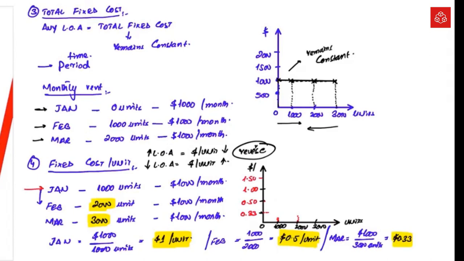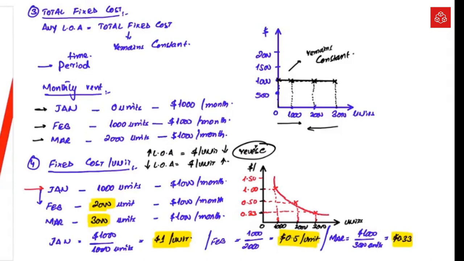So if we are going to have the first level of activity of January, this is 1,000 units and the fixed cost per unit is $1. Then if you further increase the level of activity from 1,000 to 2,000 units, the fixed cost per unit now will be 0.5. So here. And if we further increase the level of activity from 2,000 up to 3,000 units, our fixed cost per unit will be 0.33. Now, if we are going to connect all these points, it will look like this.